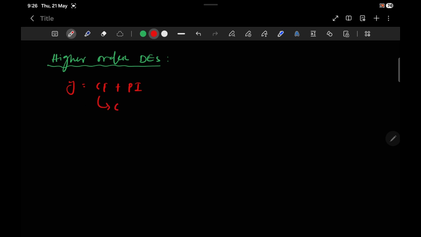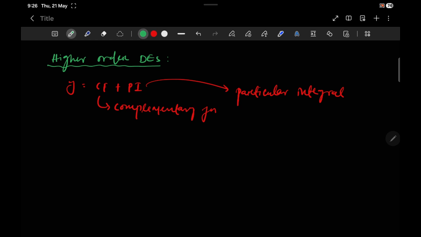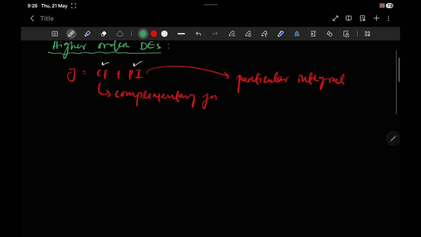So here CF is the complementary function and PI is the particular integral. First we will find the complementary function, and then we will go to the methods to find particular integrals. So first, let's start with the complementary function.